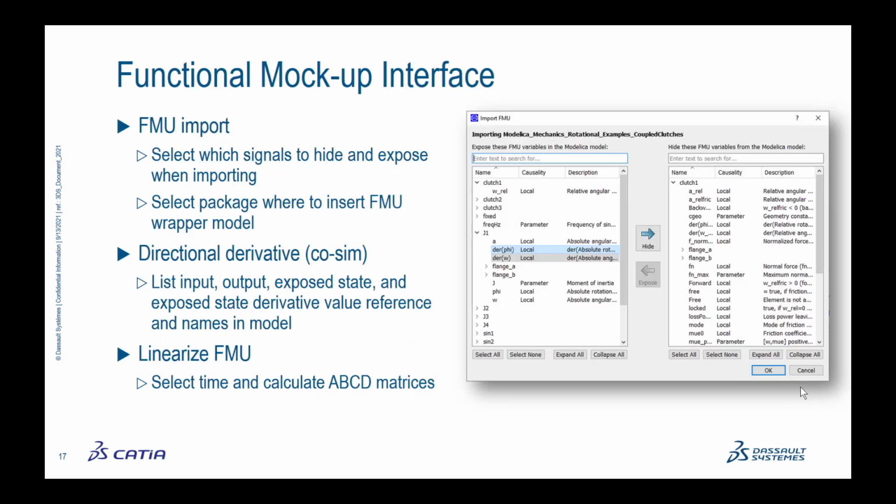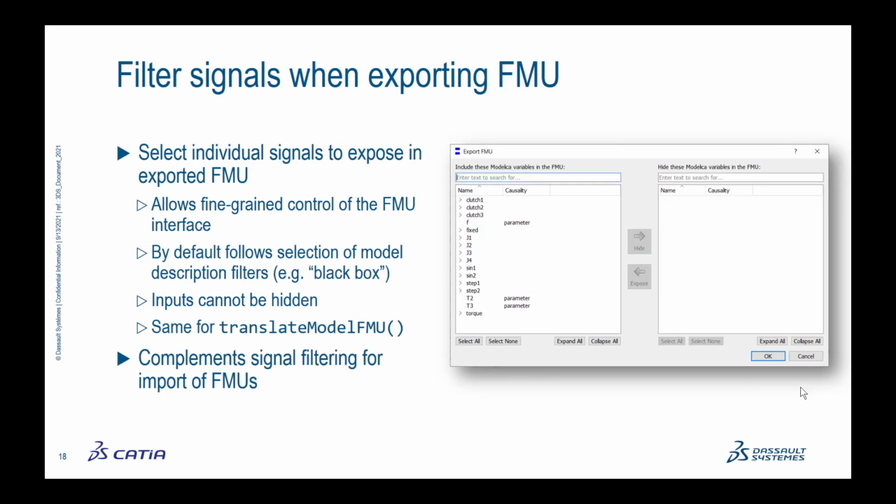With the Functional Mockup Interface, we have made several improvements. The first one was to add a dialog for FMU import that allows you to select exactly which signals you want to expose in the Modelica model and which ones you want to hide. We also added support for directional derivatives for co-simulation and the possibility to linearize FMUs. Then we added the same interface for selecting signals when you export FMUs, so you can decide exactly which signals you want to expose in the generated FMU as a complement to the filtering on input.